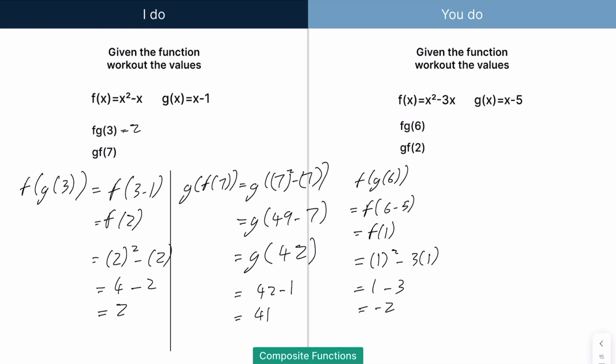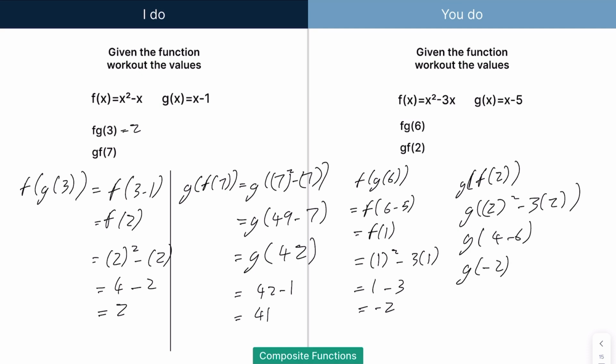And then if I look at g of f with 2, we're going to look at the f function first. So that would become, well, 2 squared minus 3 bracket 2. So that becomes 4 minus 6, which becomes minus 2. And now we're just going to put minus 2 into that g function. So that gives us minus 2 minus 5, which becomes minus 7.